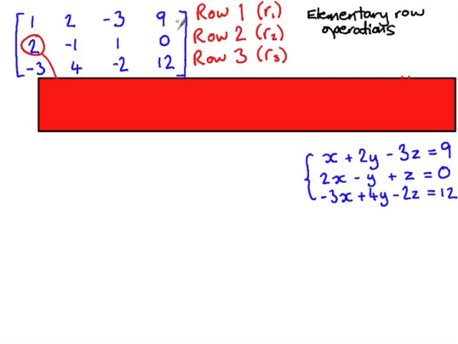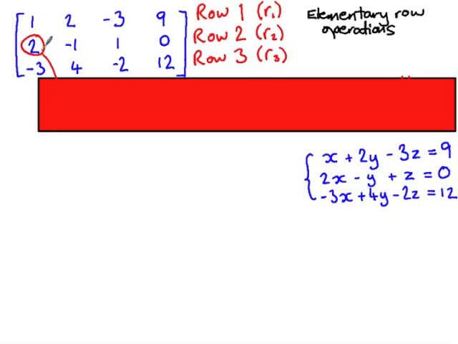Now we number the rows R1, R2 and R3, and we can perform some elementary row operations, which means that we can interchange rows, we can multiply every number in a row by the same non-zero constant. We can add a multiple of one row to another row. So it's a bit like the elimination method, but we're just working with the numbers.